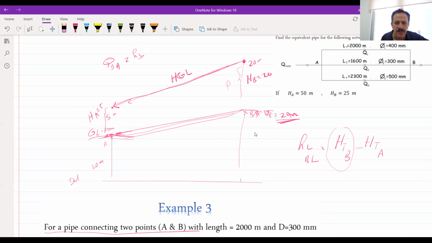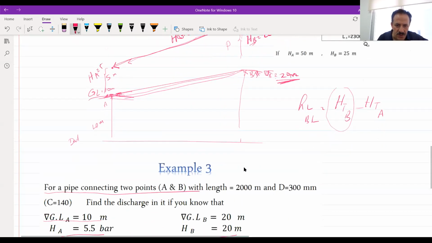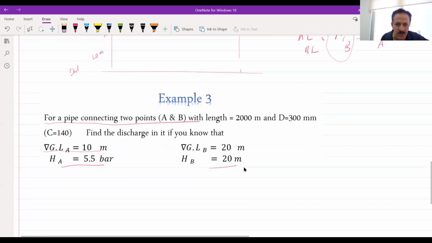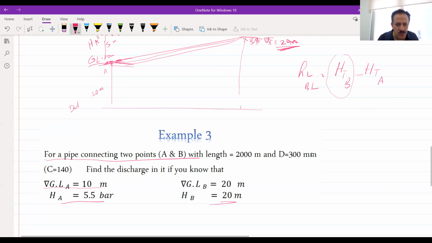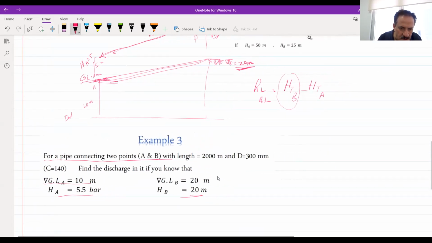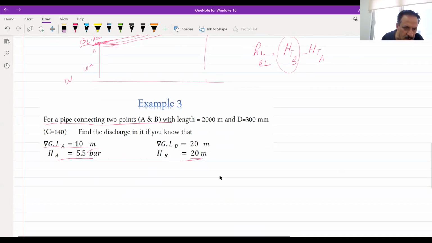And the pressure at B is 20 bar, not 20 meters. I think it's 20 meters, yeah. So 20, so the level at... I'm sorry, there is a trick here in this question. It's a bar, and a bar is equal to 10 meters. So the head at point A is equal to 5 times 10, it means 55 meters.